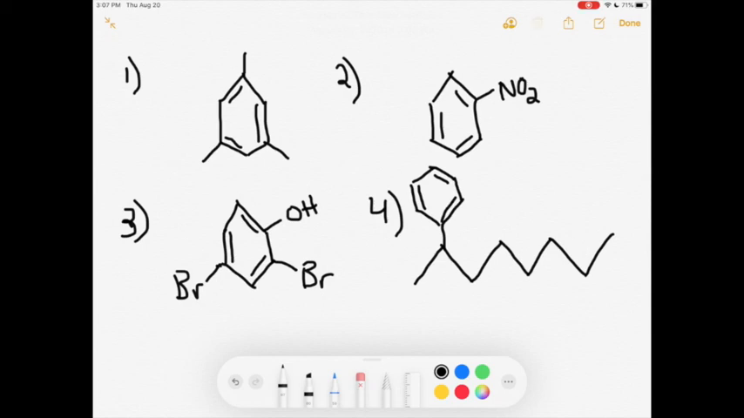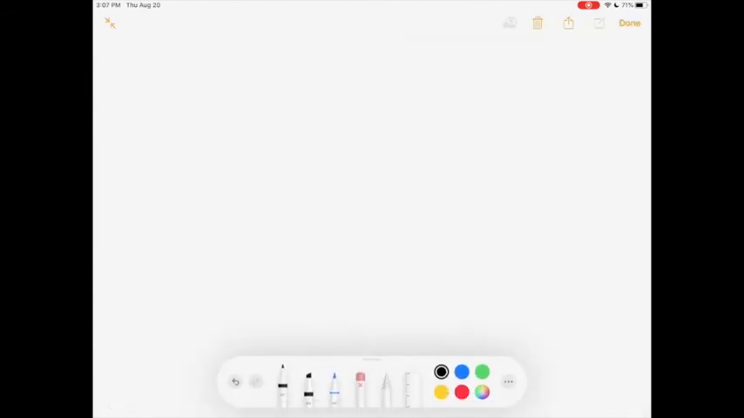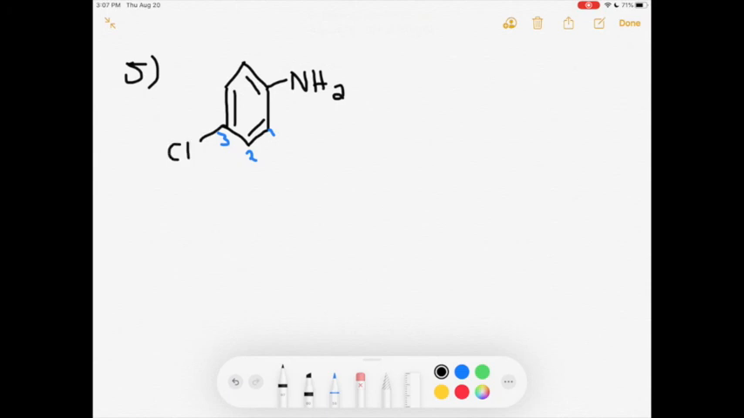Okay, now number 5. Number 5 says parachloroaniline. Remember, aniline is the benzene ring with NH2 attached to it. So we draw our benzene ring and put NH2. And remember, para means that it's 3 carbons away. So here's 1, 2, 3. So I want to put my chlorine right there.